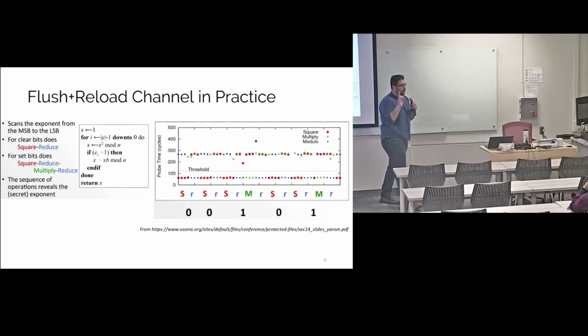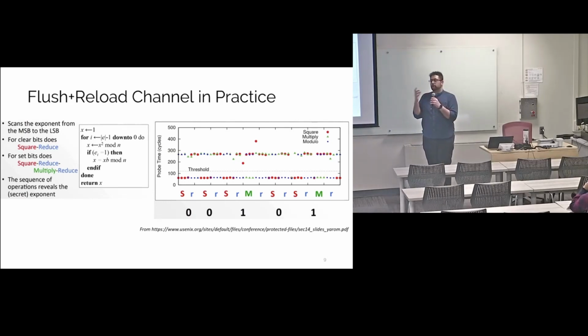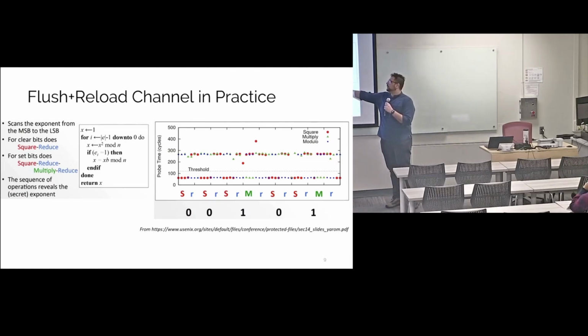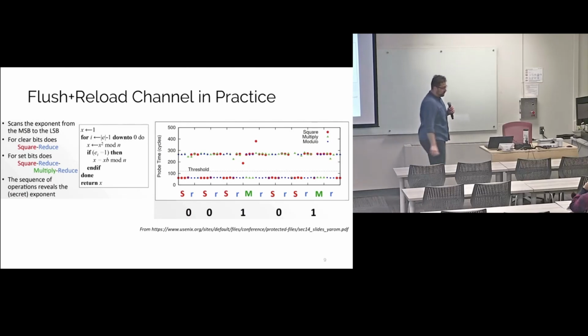A key thing to know here is that for the crypto implementations you're attacking, the algorithms are open source. You know exactly what the algorithm looks like. The only thing that is secret is the key, and this is how you can leak the key. So that's what this looks like. This is from the flush and reload paper. Any questions on flush and reload?